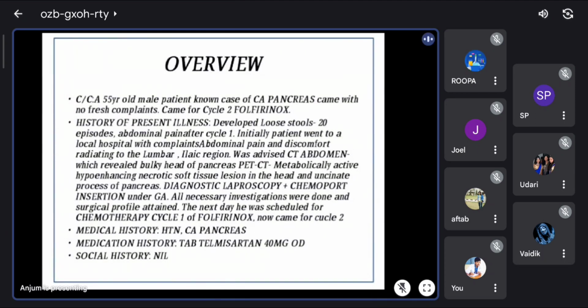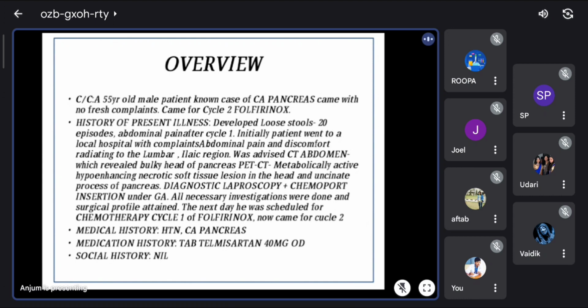So this is one of the reasons we did not give nab-paclitaxel for this patient. The patient here had no fresh complaints, but previously after cycle 1 he developed loose stools, 20 episodes per day, abdominal pain and discomfort. So this was actually a side effect of chemotherapy.